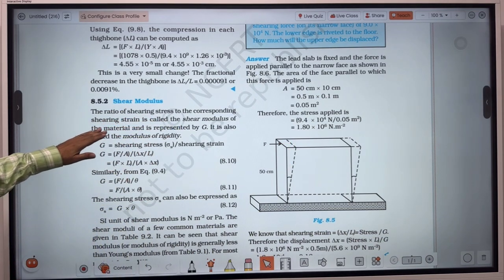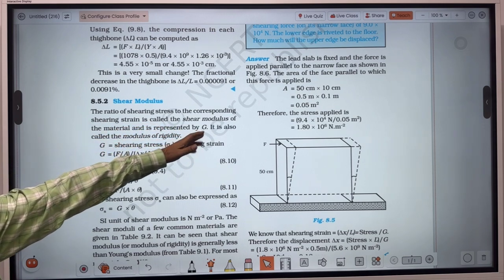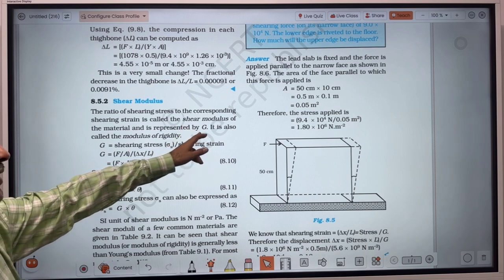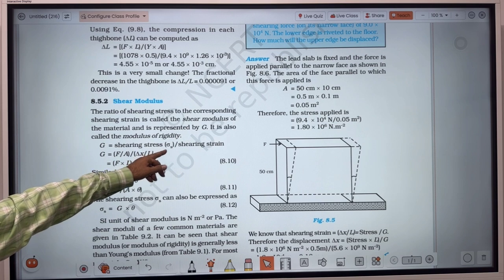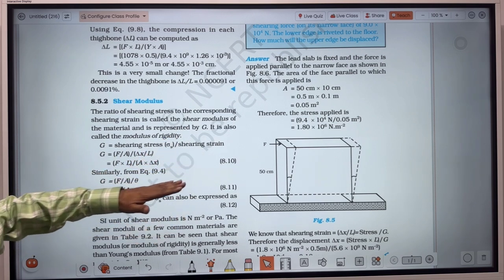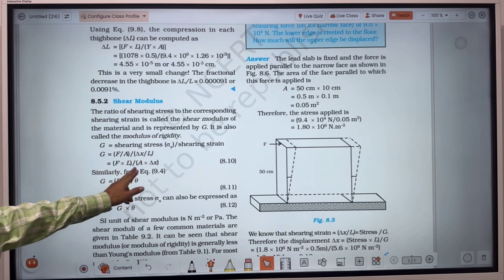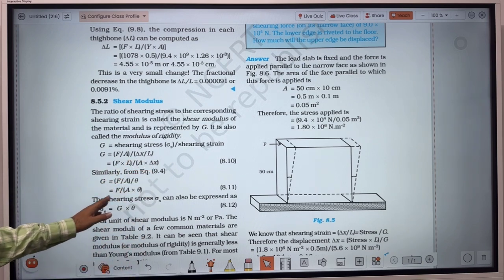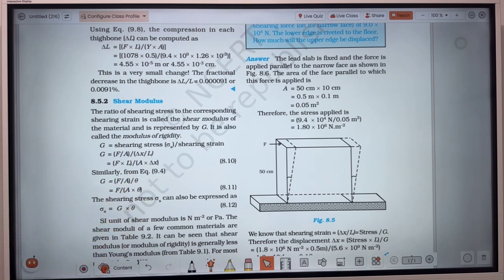The ratio of shearing stress to the corresponding shearing strain is called the shear modulus of the material and is denoted by G. In some books you will find it is denoted as eta also. So it's okay, that does not matter. So G equals shearing stress divided by shearing strain. Shearing stress is just force per unit area, so force upon area divided by delta x upon L. Just simplify, F into L divided by A into delta x. Either in terms of theta also you can write the same thing when you have written tan theta, or when theta is small, tan theta will become theta. So this can also be written like this.